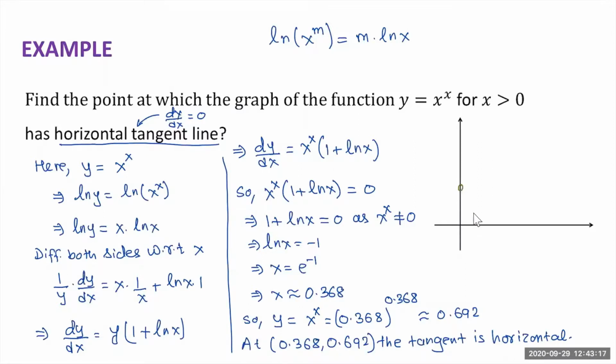That's why I'm drawing a hole there. Then first, this graph will decrease a little bit, and then it will start increasing. So this is the graph of y equal to x to the x. Now, if you look at this graph carefully, a tangent line will be horizontal somewhere here. At this point, the tangent line will be horizontal. If we come down towards the x-axis, this x value is 0.368. And the y value, we just got it, it is 0.692.